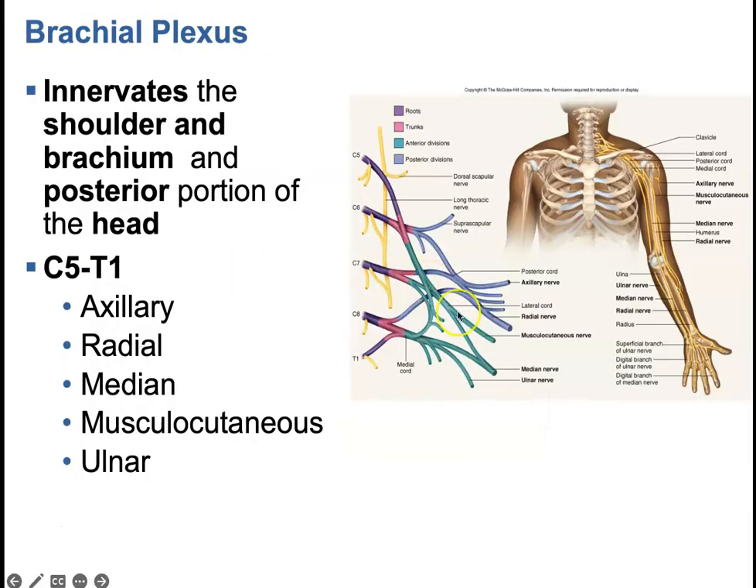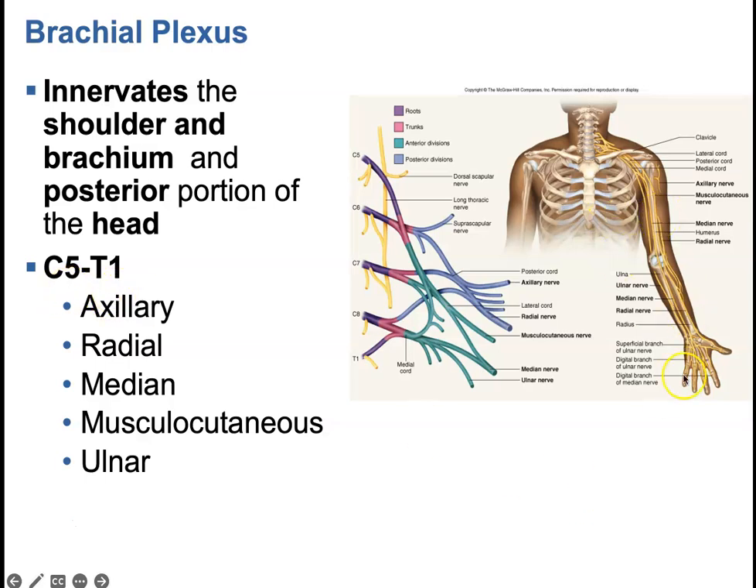The brachial plexus, this one is going to innervate into the arm, so that is why it's called brachial. So it's going to hit directly into the shoulder, so where the deltoid is located, down into the axillary region, into the brachium, into the antebrachium of the forearm, and then directly into the hand. So the brachial plexus runs from C5 to T1.